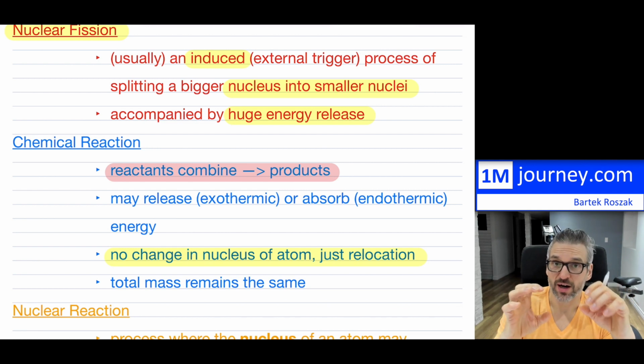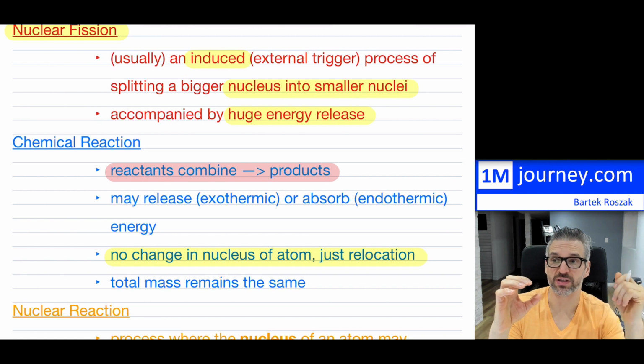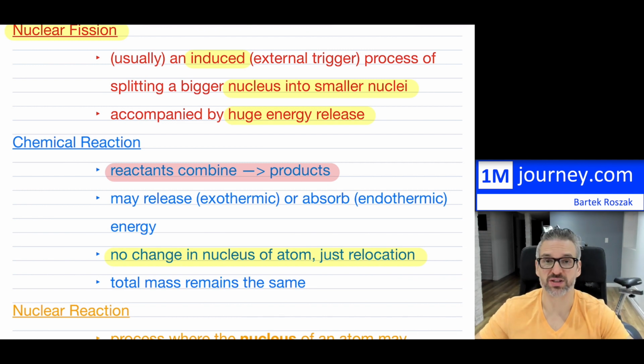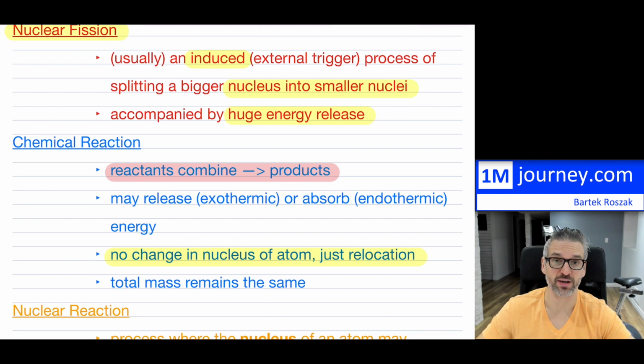If you want to talk about the nucleus itself changing, then that process is now into the nuclear reaction or the radioactivity that we have, or nuclear fission if we do it by an external trigger. So the total mass remains pretty much the same, and then you have this concept of balancing equations based on masses, where you talk about atomic masses, atomic numbers, and so on.